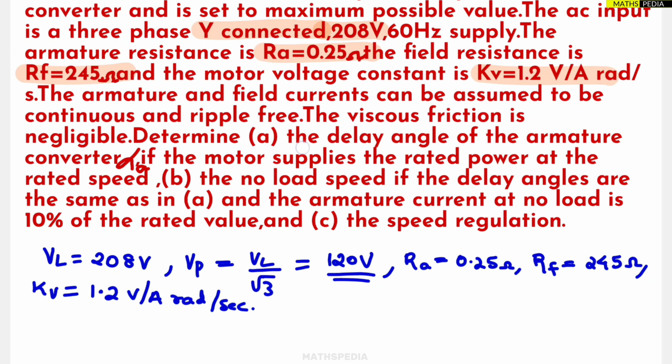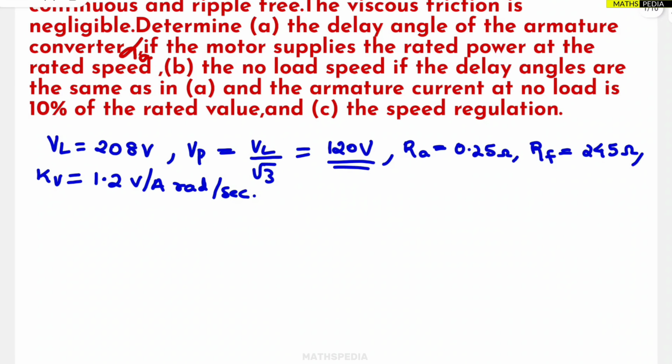The first part of the question is to determine the delay angle of the armature converter. There will be two delay angles: one for the armature circuit and the other for the field converter. The field converter has alpha F and the armature converter has alpha A. So we have to find alpha A, the armature converter delay angle, if the motor supplies the rated power at the rated speed. So the first part of the question starts by finding alpha A.